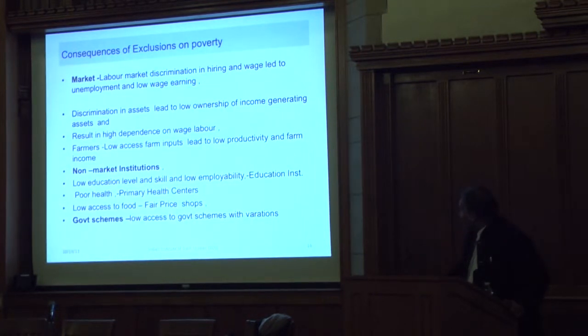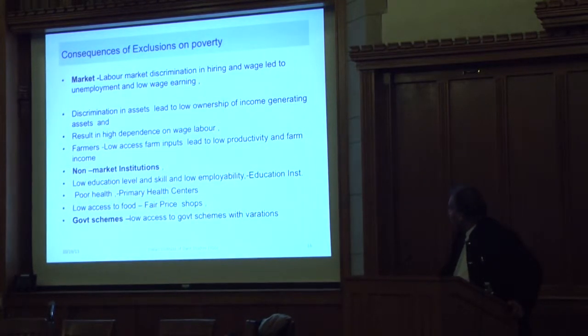The impact that has emerged, and theoretically we can argue, is that labor market discrimination in hiring and wages led to lower employment, higher unemployment rate, and lower wage earning. Some statistics were given in the morning. Discrimination in access to assets leads to low ownership of agricultural land and private entrepreneurship, and therefore it results in high wage labor. The scheduled castes account for 65% of wage labor at the all India level. Of the total households belonging to the scheduled caste, 65% are wage laborers. Only the rest of them own some sort of an asset.